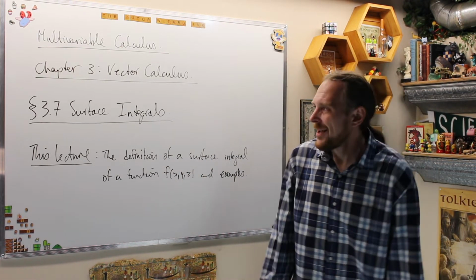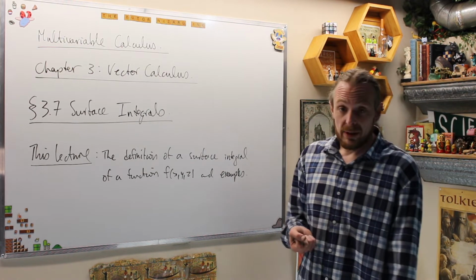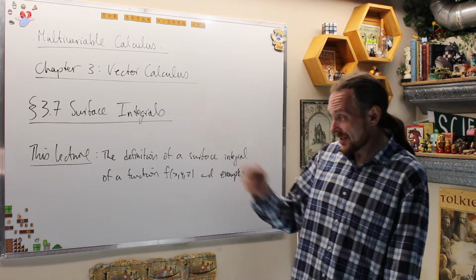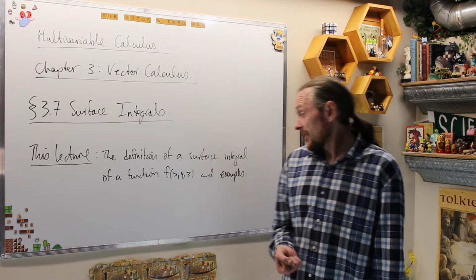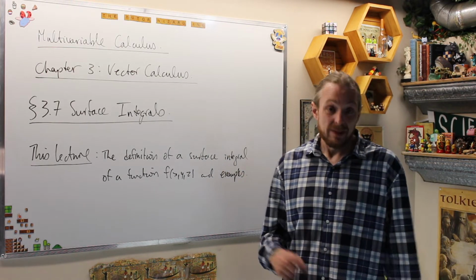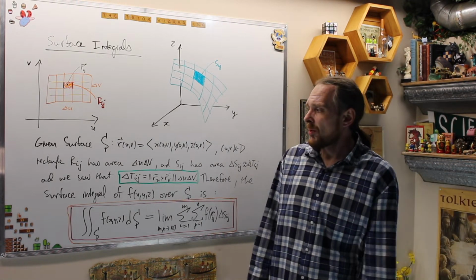We're doing multivariable calculus. We're in chapter 3, which is vector calculus. Today we're doing section 3.7, which is surface integrals, and this lecture specifically is going to be the definition of a surface integral of a function of 3 variables and examples. Let's do that.